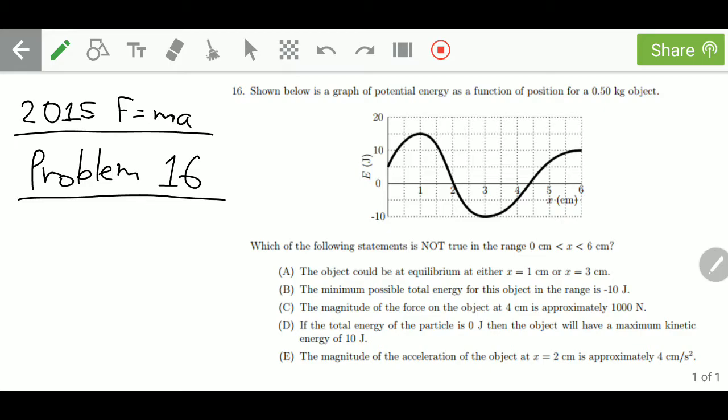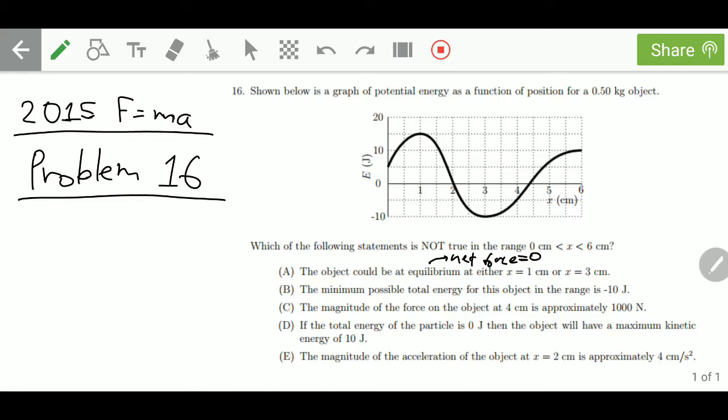Since we're given 5 different statements and we're asked to find which one is not true, really what we're going to have to do is just go through each statement and check one by one to see whether it's true. So the first one says the object could be at equilibrium at either x equals 1 centimeter or x equals 3 centimeters. Well, what is equilibrium? Equilibrium means that net force equals 0 and net torque equals 0.